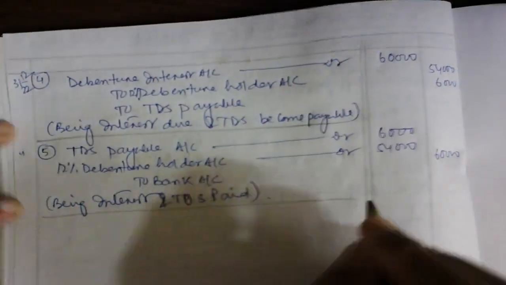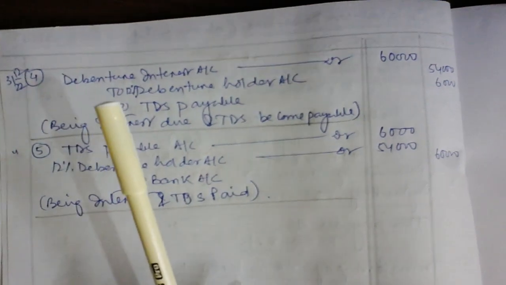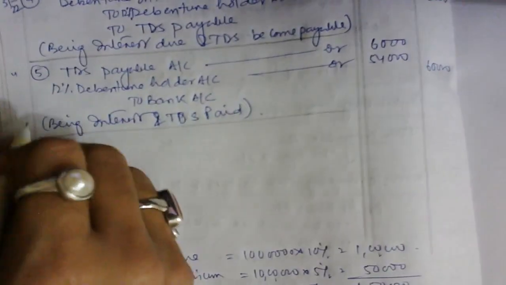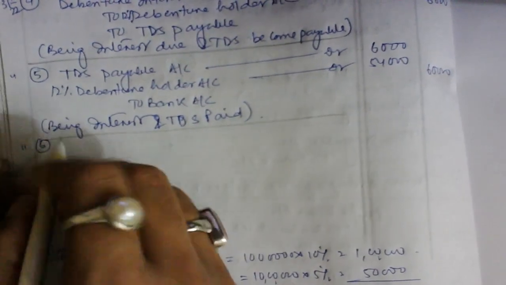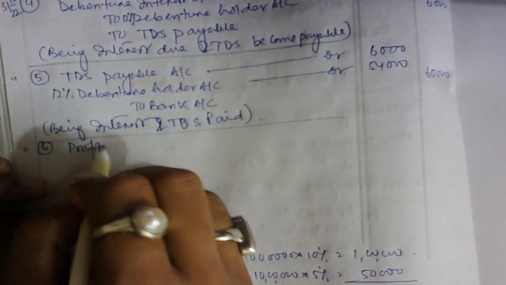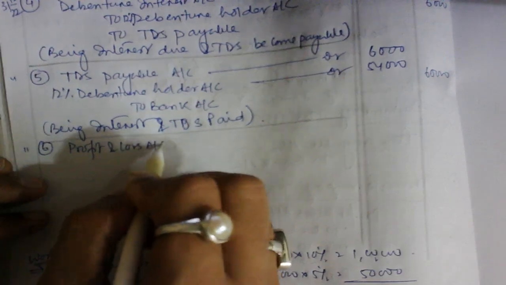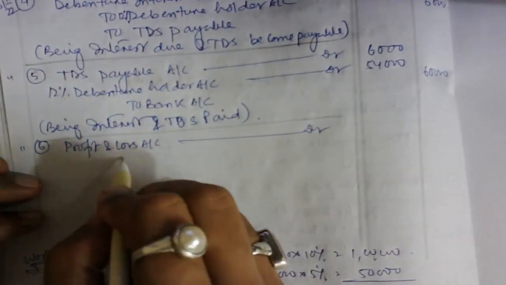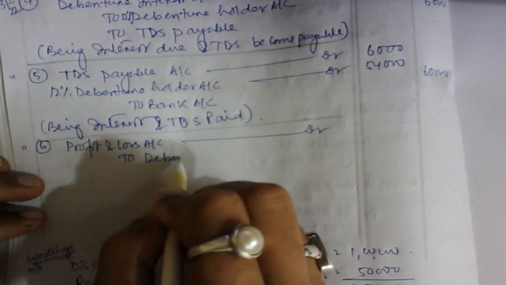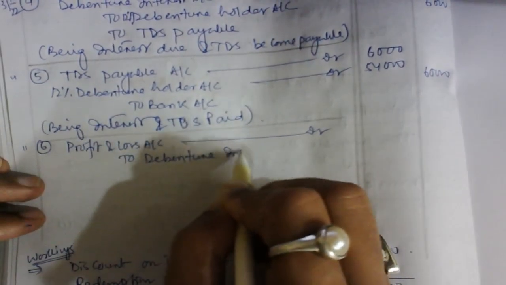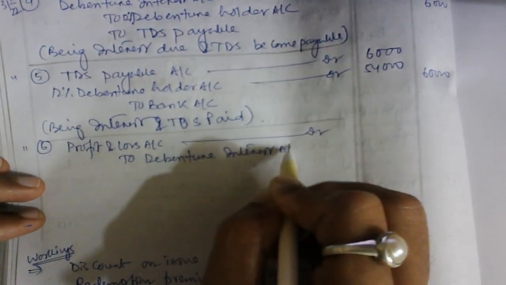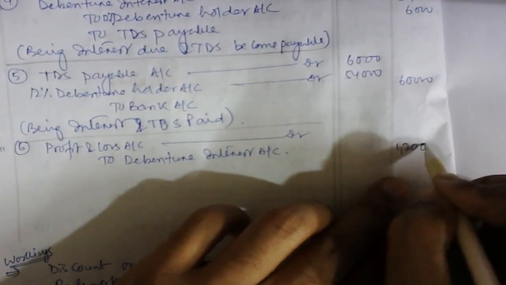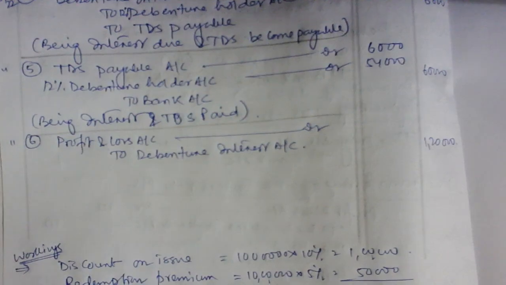Now we need to transfer that debenture interest to the profit and loss account. Correct? We need to transfer it. So see, in the sixth journal on the very same day, profit and loss account should be debited, that we have learned, and total debenture interest for the year, that is 60,000 in the 30th June, 60,000 31st December. So debenture interest account should be how much, sir? 1,20,000.